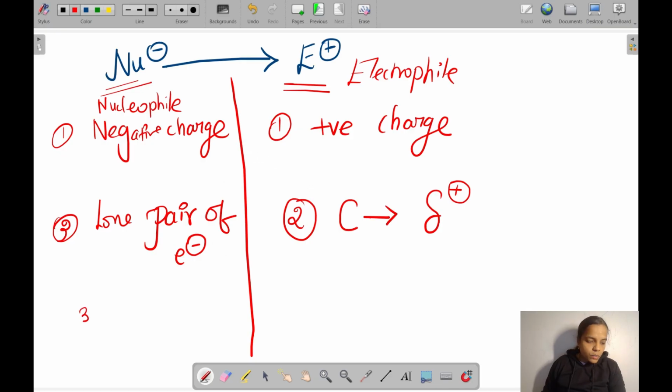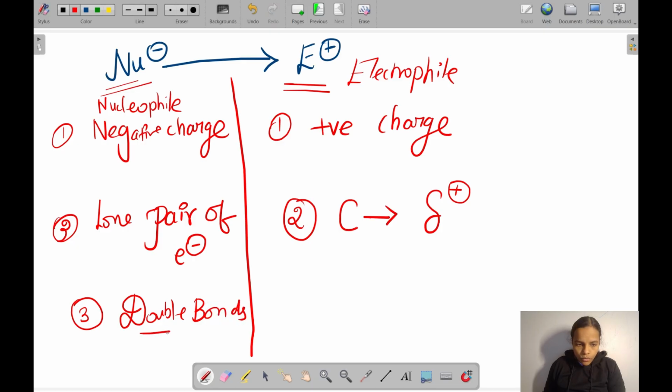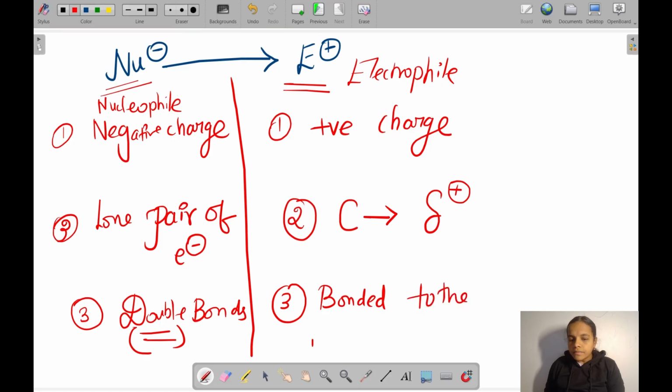And the final way is that the nucleophile has double bonds. So they could be alkenes. So they are doubly bonded compounds. And in case of the electrophile, the electrophile sometimes is found to be bonded to a more electronegative atom.